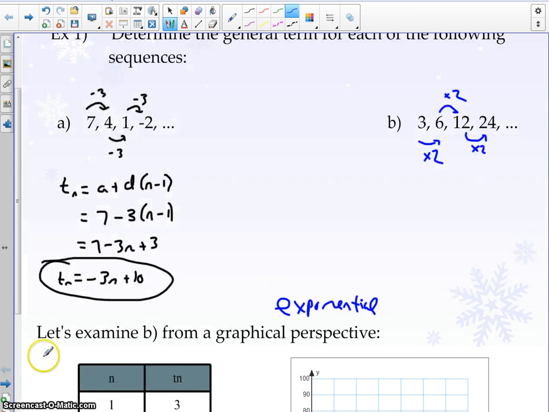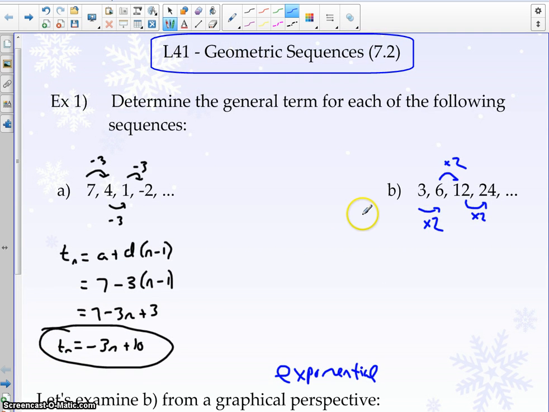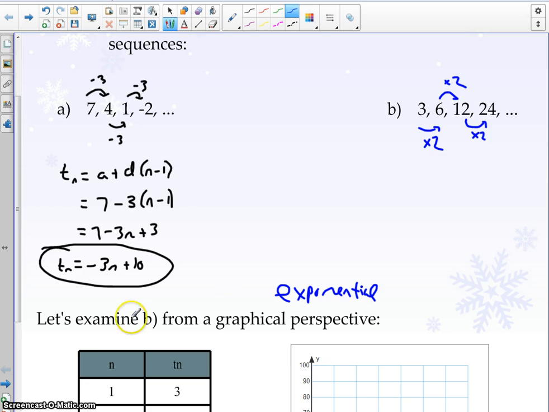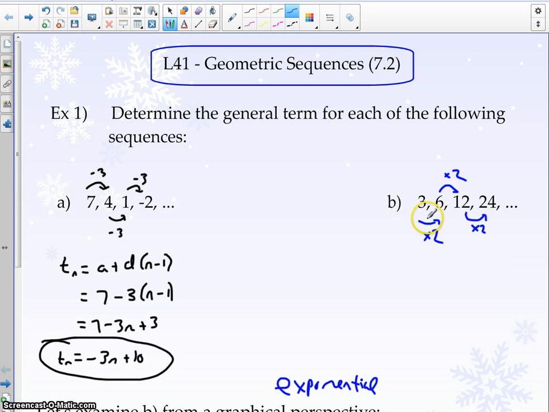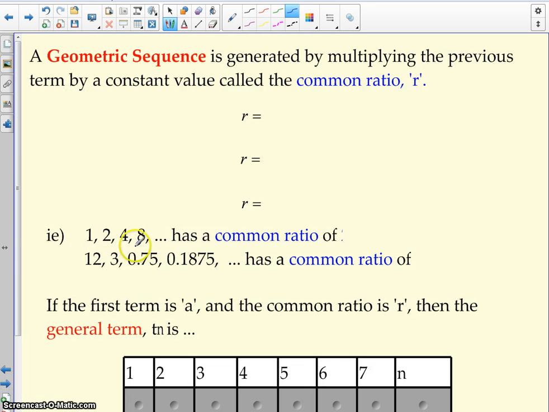So first of all, this type of sequence where you have a common ratio, something that you multiply or divide by to go from one term to the next, that's going to be called a geometric sequence. Okay? And each term is generated by multiplying the previous term by some constant value called the common ratio. So in this particular example here, our common ratio was 2. We always generate the next term by multiplying the previous term by 2.